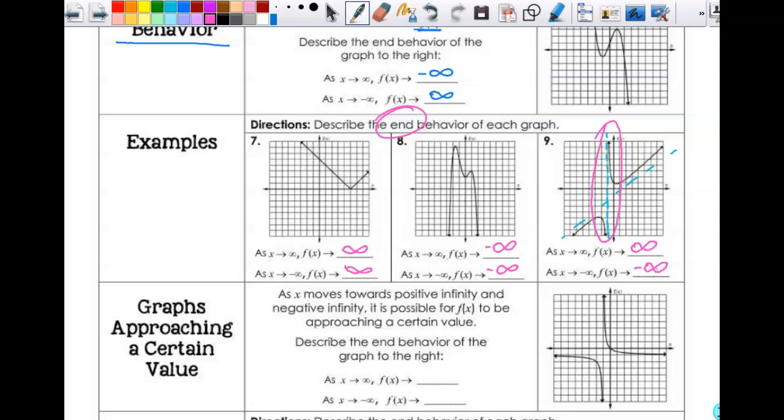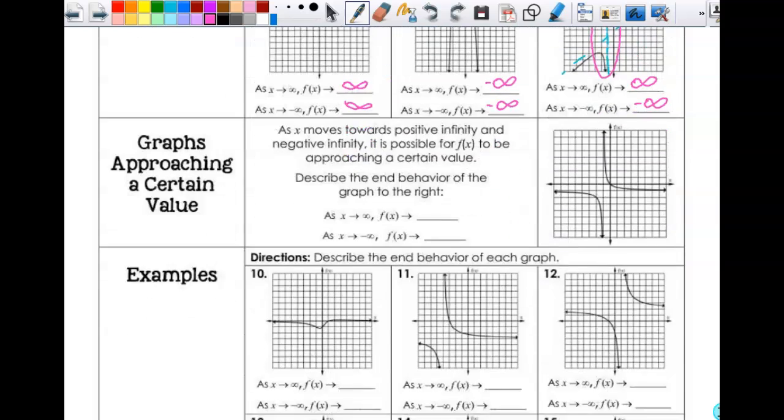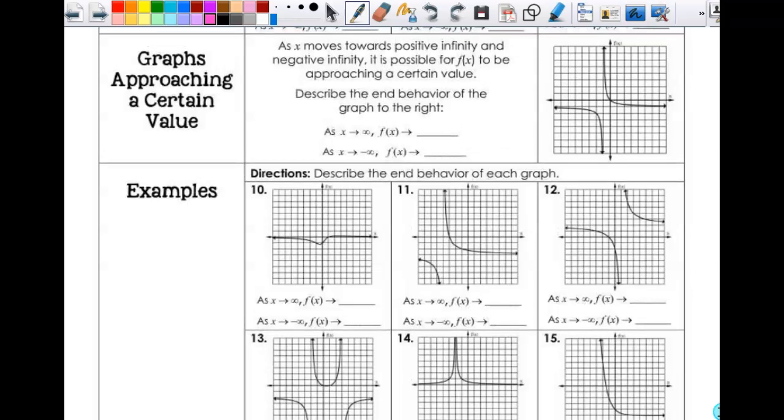We good? All right, so now let's see. Now our answers are not always going to be infinities. Could be something else, and this is where our horizontal asymptotes come into play. Remember, your vertical asymptotes affect continuity. Your horizontal asymptotes can affect end behavior.